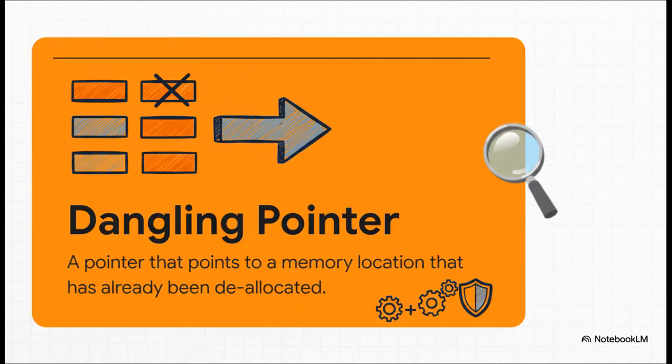All right, so if memory leaks are about losing track of memory you should know about, the second big danger is kind of the evil twin of that problem. It's called a dangling pointer. This is a pointer that's still holding on to an address for a piece of memory that's already been freed and given back to the system.